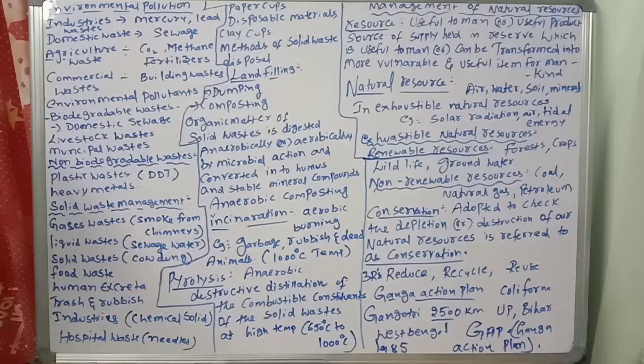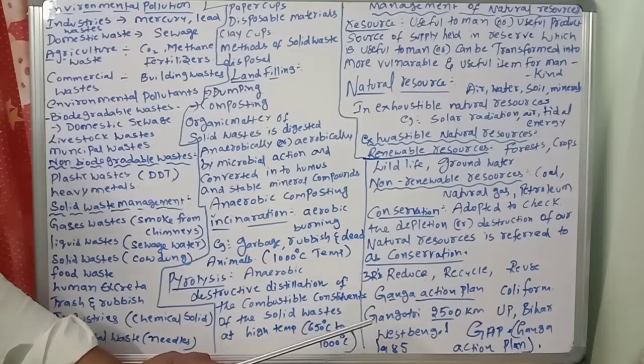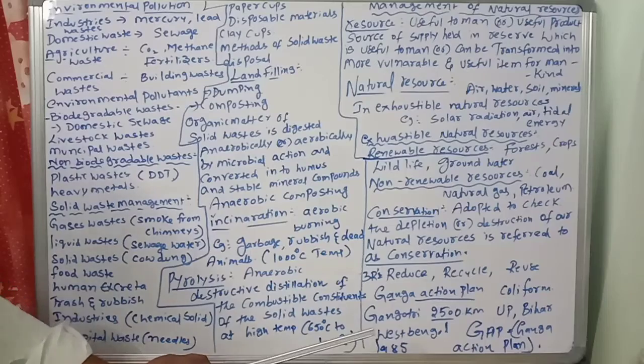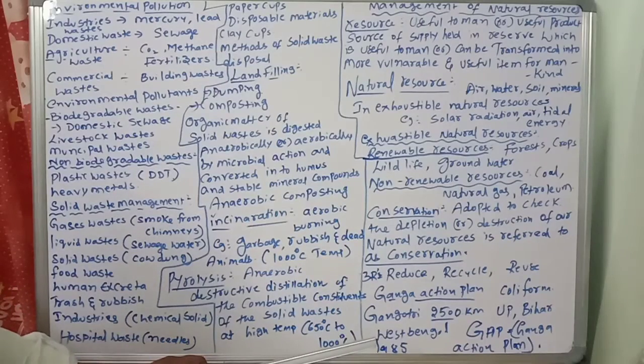The Ganga river starts from Rishikesh and ends in which state? In West Bengal. It goes through Allahabad, Varanasi, Diamond Harbor, like that it travels. In all of these places, pollution is going on too much. Coliform bacteria is the main one.